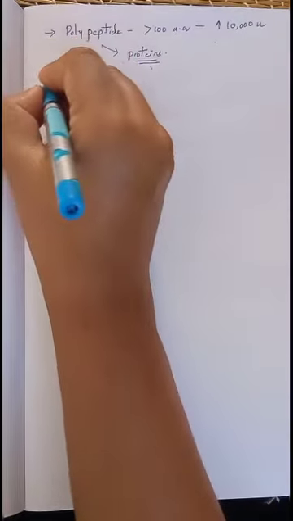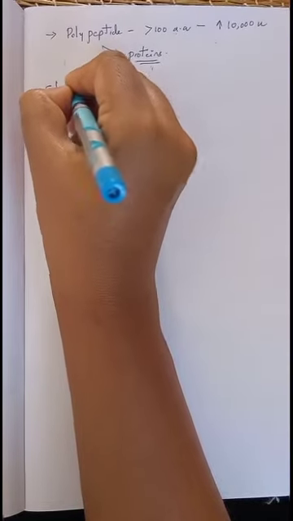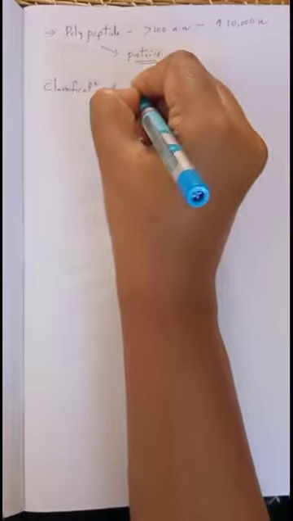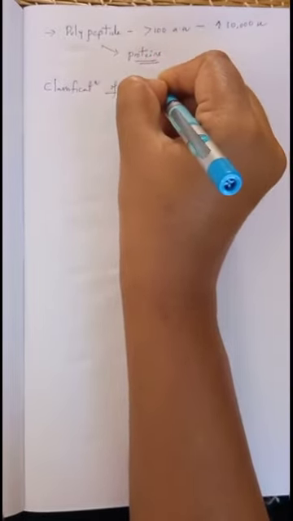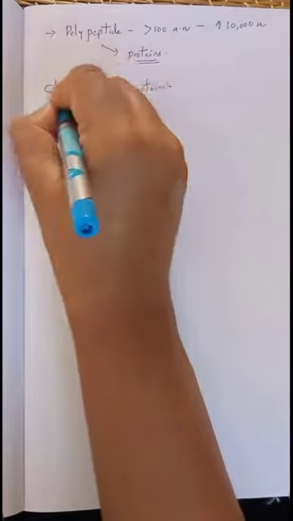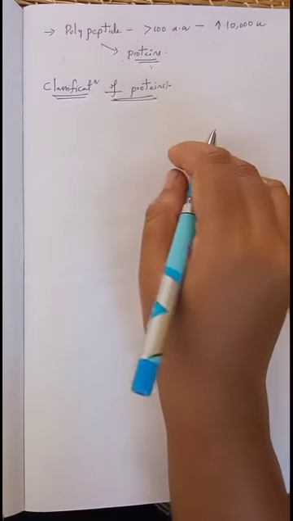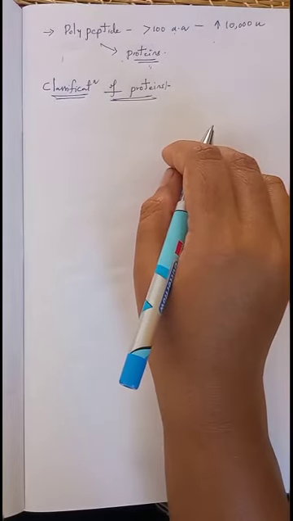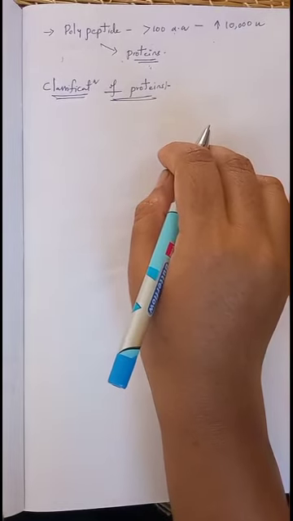Okay, so such proteins are classified again into different types. First classification we will discuss. So classification of proteins. Okay, proteins are further classified into different types. Example, simple proteins, conjugated proteins and derived proteins.